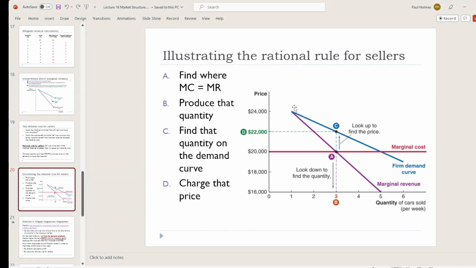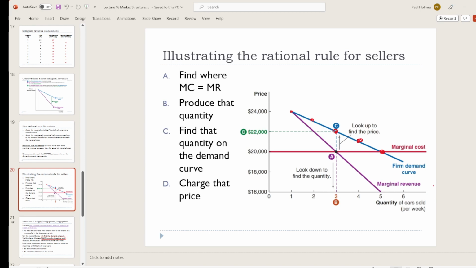If you have the price up at 24,000, then you'll be able to sell one car per week. So that's that guy up here. If you decrease the price, then you start to sell more. So if you decrease to 23,000, you can sell 2 cars. Decrease to 22,000, you can sell 3 cars. 21,000, you can sell 4 cars. 20,000, you can sell 5. And, well, we probably don't want to keep on going.